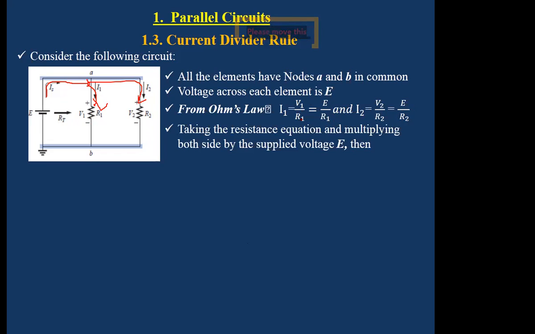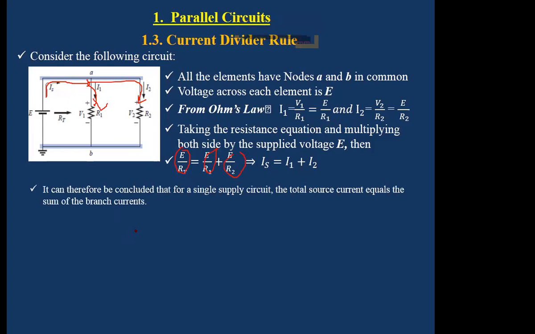So taking the resistance equation and multiplying both sides by the supply voltage E, we know that E over RT is equal to E over R1 plus E over R2, which implies that IS, which is the total current, should be equal to current I1 plus current I2. So we said this current IS is equal to the sum of this and that, because they are just branching in those two networks. So we can conclude that for a single supply, the total source current equals the sum of the branch currents.